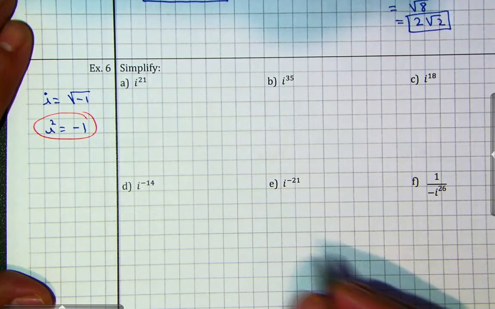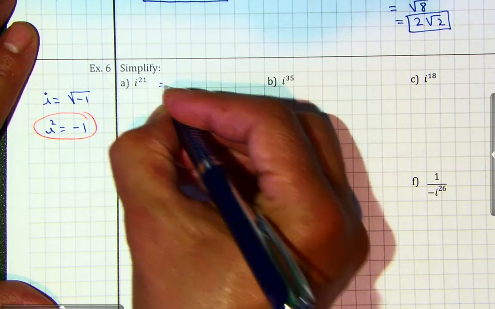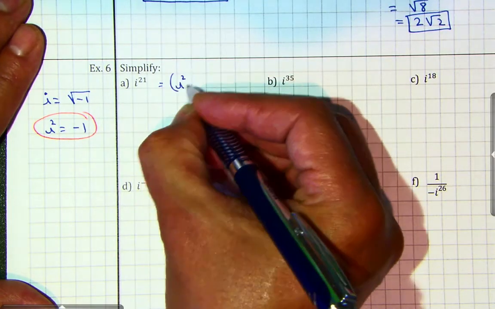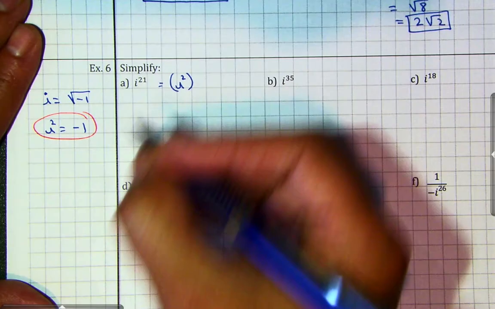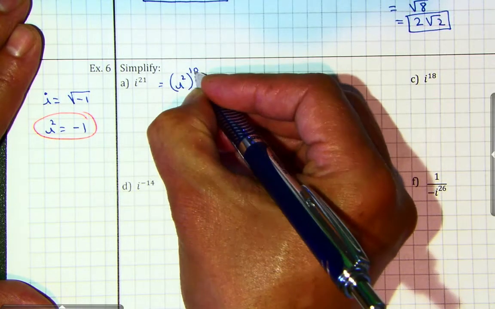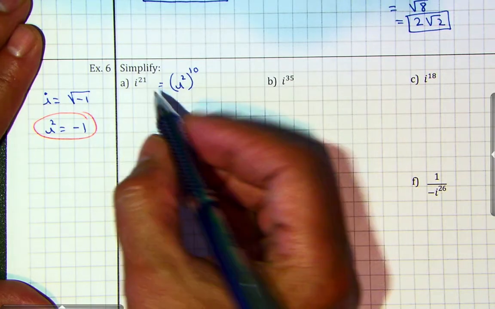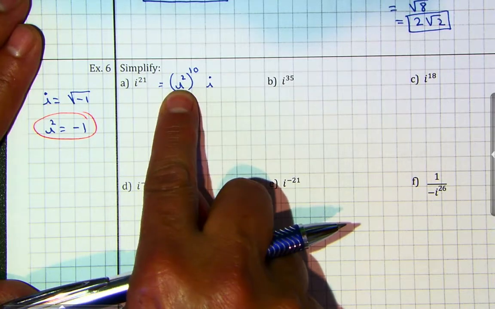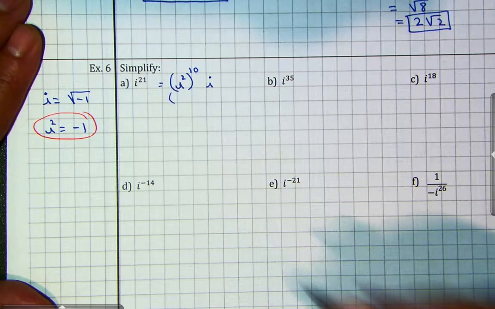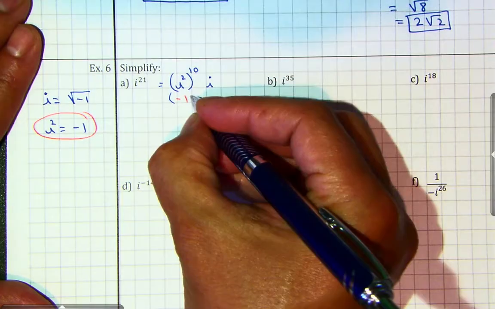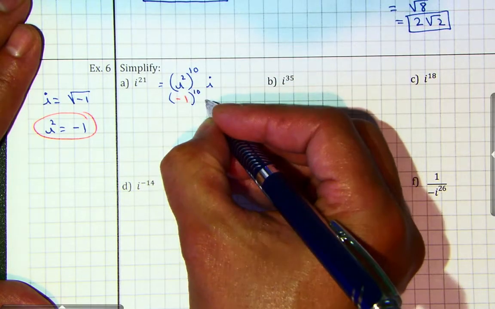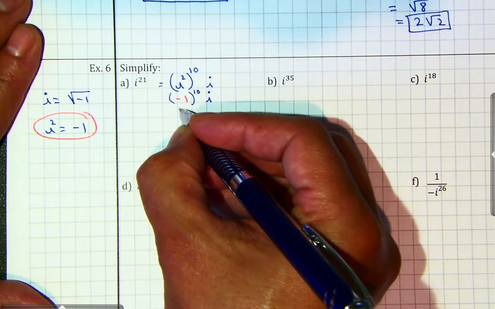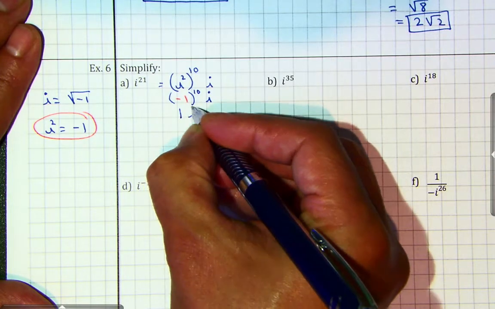So therefore, I need to think, okay, i squared. How many i squares do I have in 21? We have 10. 2 times 10 is 20. I need 21, so therefore I need one more. I know that i squared is negative 1. So what is negative 1 to the 10th power? And I still have my i. Negative 1 to the 10th power is positive 1. Times i gives me i, so therefore my answer is i.